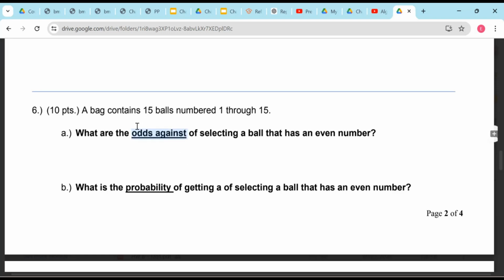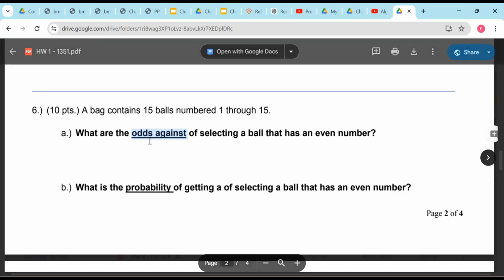If this changes and you do odds in favor, then it will be 7 over 8. So you see that one little word changes how you write the ratio. If it's odds against, it's the probability that it does not happen over the probability that it happens. And if it's odds in favor, it's the probability that it happens over the probability that it does not happen. So again, it's never over the total.